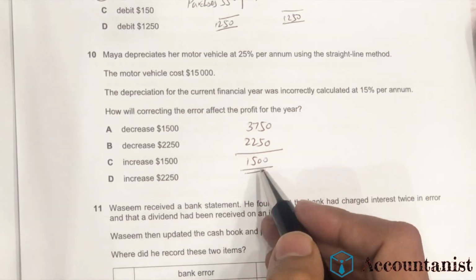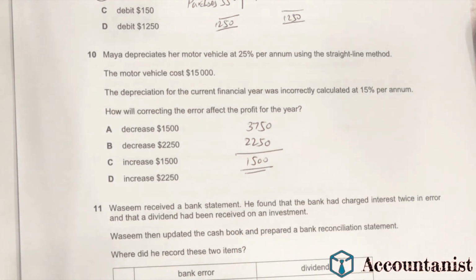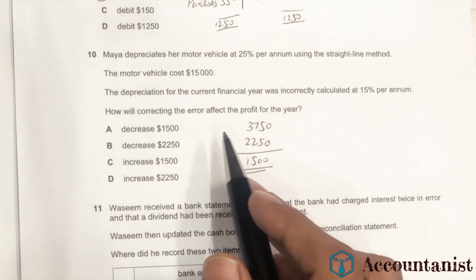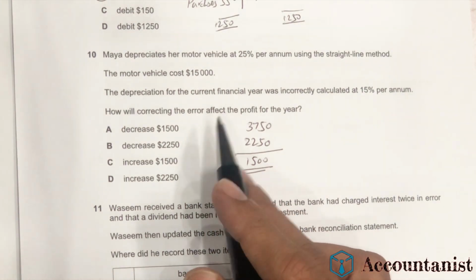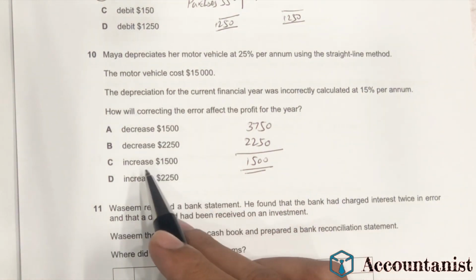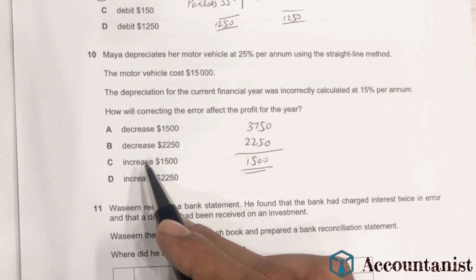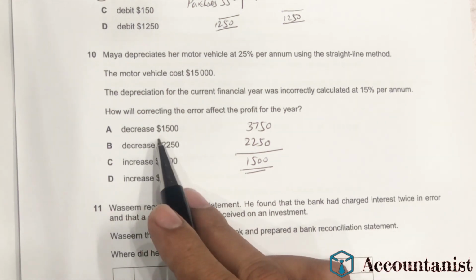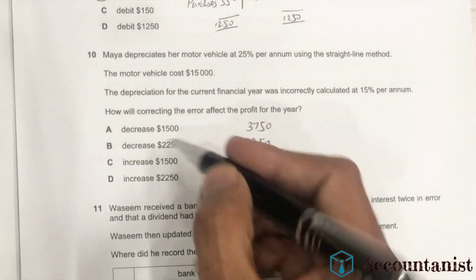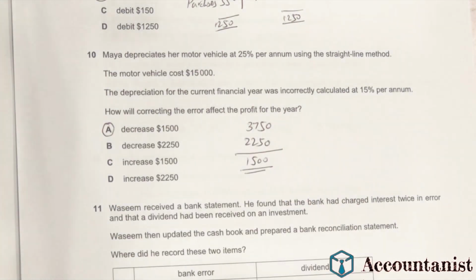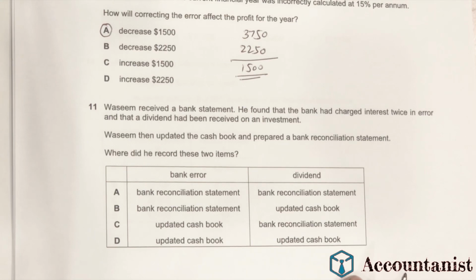So once we correct this, obviously our depreciation will go up, meaning the expenses will increase, and obviously the profit will go down. So the profit is going to be decreased by 1500. So the right answer for this question is A. So let's move on to the next question.